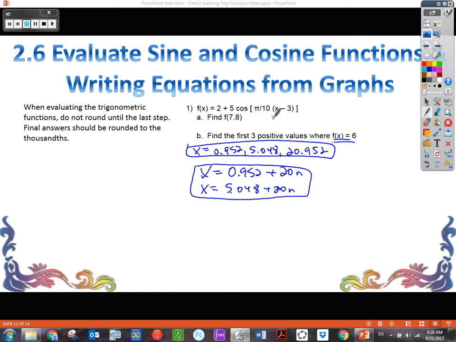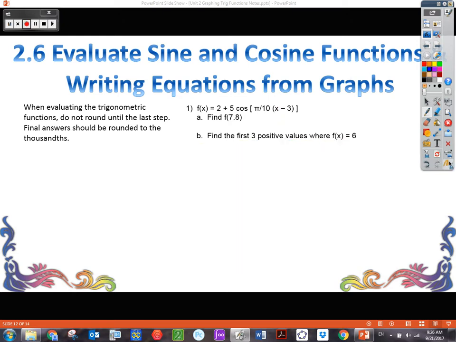All right, great. So let's go to our second topic for today, which is writing equations from graphs. That's on our second slide.